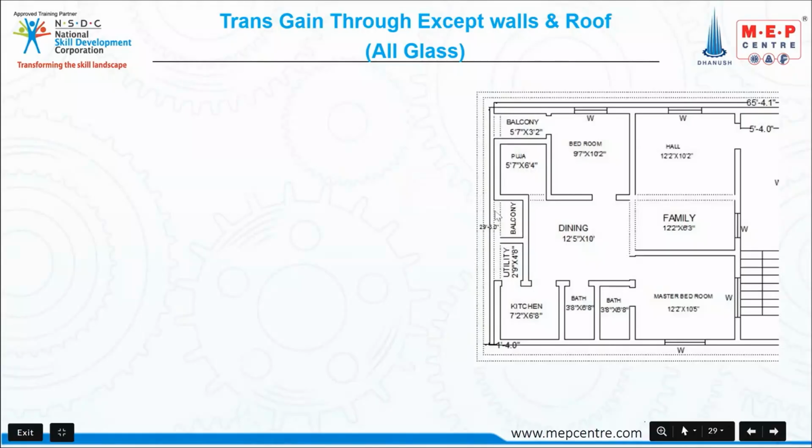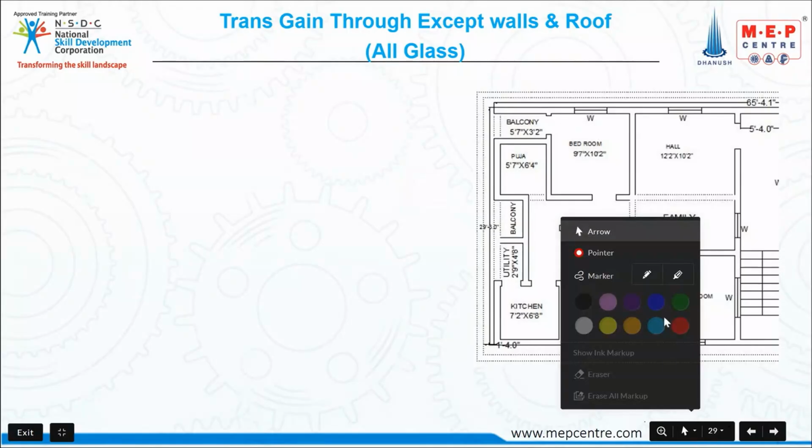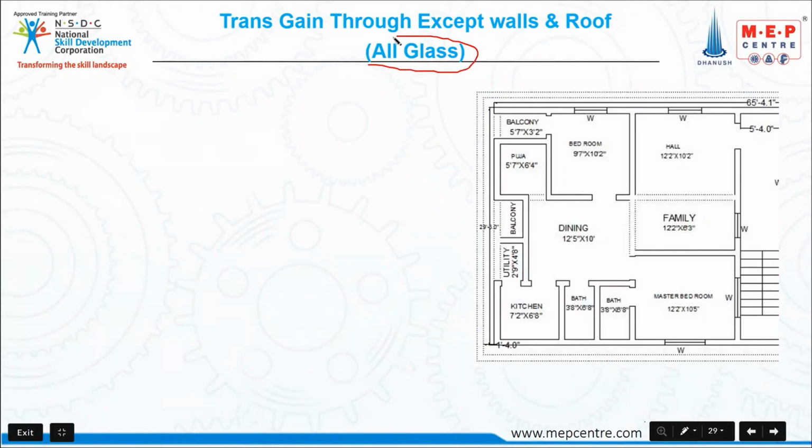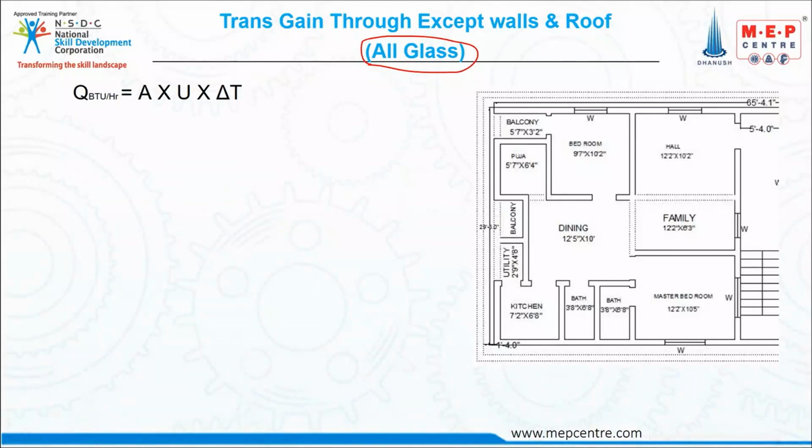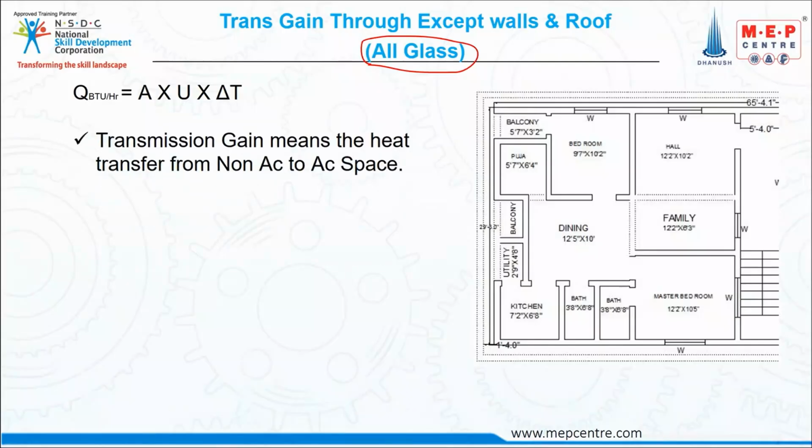So इसमें first concept is all glass. The first concept is all glass. So in the all glass, Q BTU per hour equals A into U into delta T, same formula. Okay, formula will never change. So you need to remember this point.